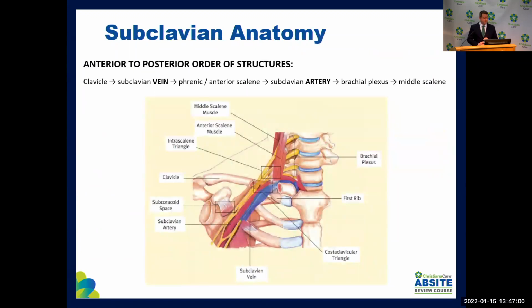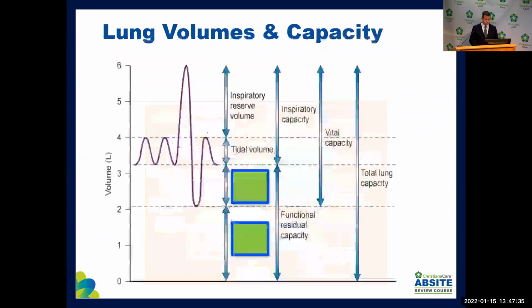Good. So neck anatomy, kind of two areas of the body I'd say that are very high yield in terms of reviewing for ABSITE are going to be your neck and your groin. They love to ask the relative position of everything. So going anterior to posterior, clavicle, then your subclavian vein, right? And then your anterior scalene sits behind your subclavian vein. Sometimes they like to ask the phrenic nerve. How does that run along the anterior scalene? Right, lateral to medial. Behind that is your subclavian artery and then brachial plexus, and behind that, your middle scalene.